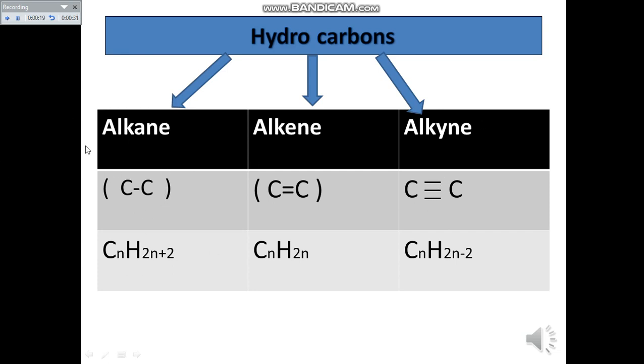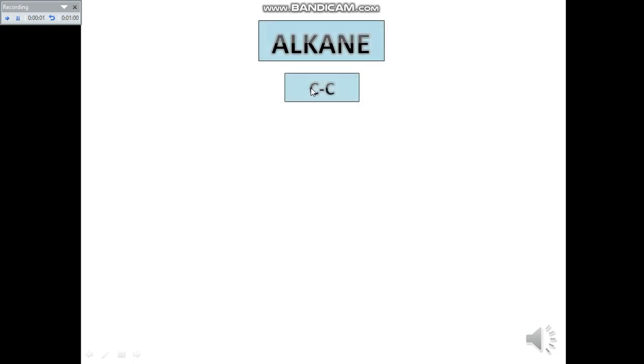Of these three, alkane is saturated because a carbon-carbon single bond is present, so it is called saturated. Alkene and alkyne have a double bond and a triple bond, so they are called unsaturated compounds. The general formulas are: alkane CnH2n+2, alkene CnH2n, alkyne CnH2n-2. First, alkane.